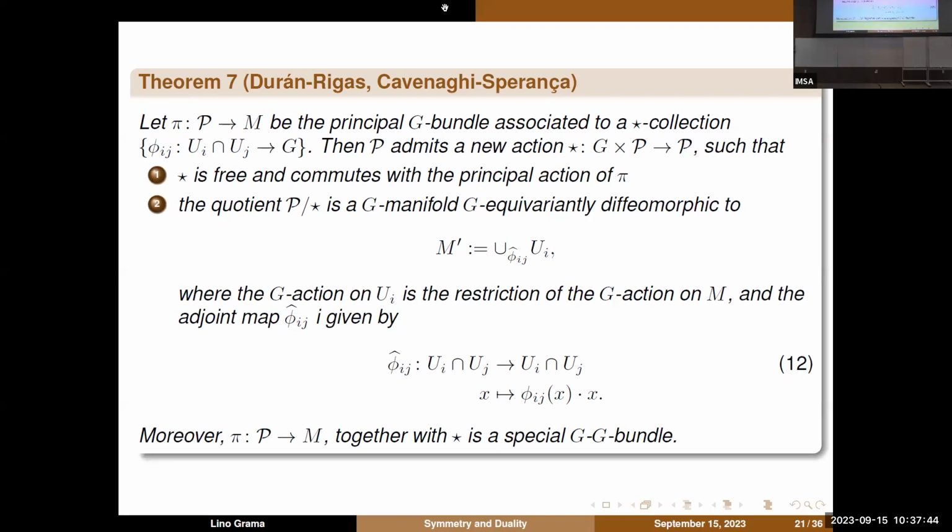And if we start with P, a principal bundle associated to the star collection, this is a cover. Then P admits a new action such that it is free and commutes with the principal action. Then the quotient is a G-manifold, G-equivariantly diffeomorphic to this new set, where the G action is restricted to G on M, and glued by this adjoint map described here. This is how we start with one manifold and two actions and produce another manifold.